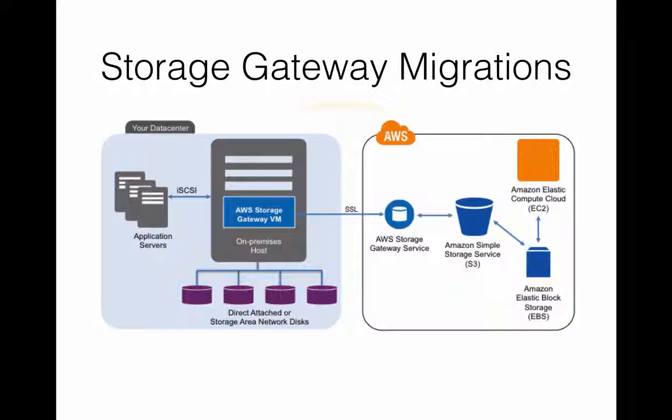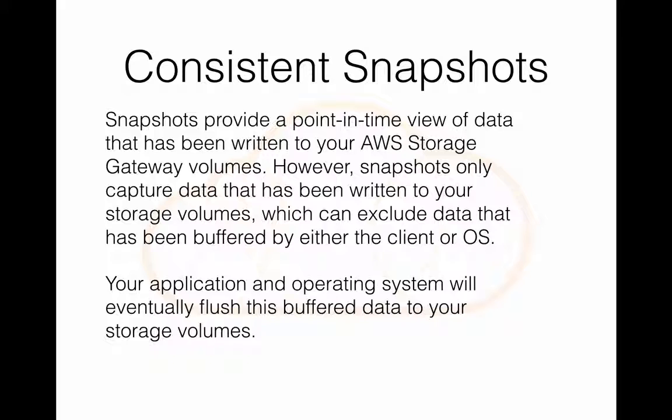Now, if you are going to use Storage Gateway to do VM migrations and to move your entire data center over to AWS with the view of getting rid of it, you need to make sure your snapshots are going to be consistent. Snapshots provide a point-in-time view of data that's been written to your AWS Storage Gateway. However, snapshots only capture the data that's been written to your storage volume, and they can exclude the data that hasn't been buffered either by the client or by the operating system. And by client, we just mean application.